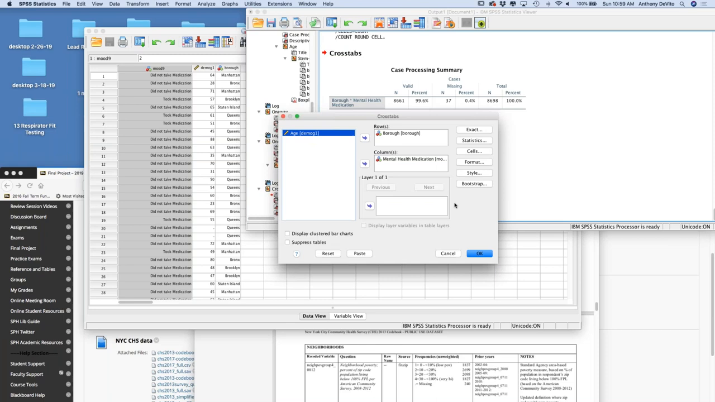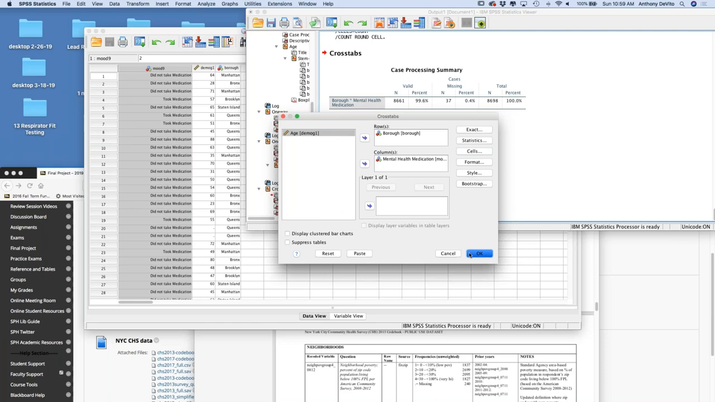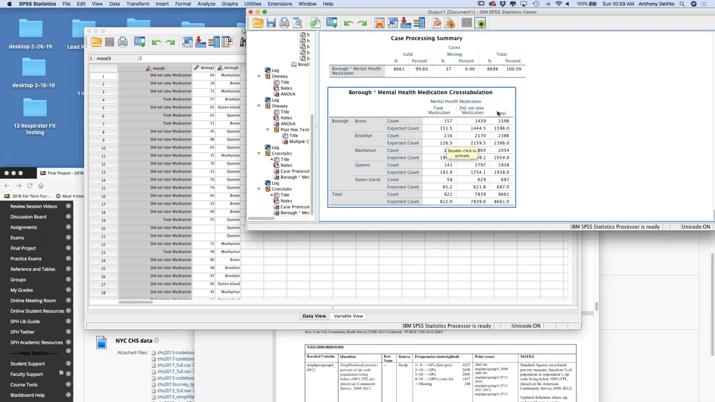I went into cells and said, give me the observed values. I can also ask it to give me the expected values too. I'll click OK, and let's see what it looks like. Here, for the Bronx, we not only got 157, which was the exact number of people in our sample that took medication, but I also got the number 151.5, which is what we would have expected if everyone was taking it at the same rate.